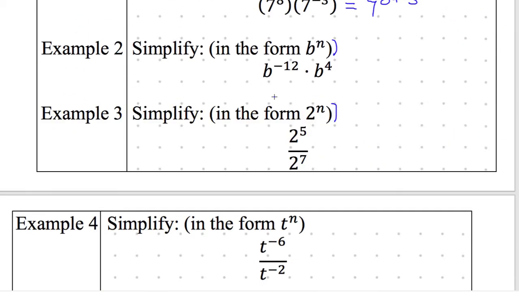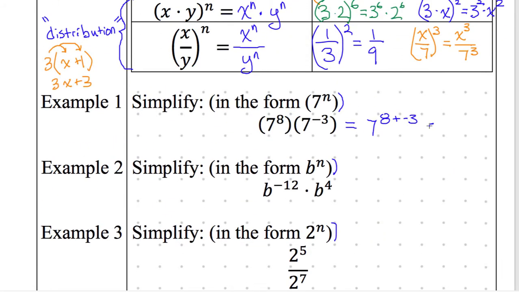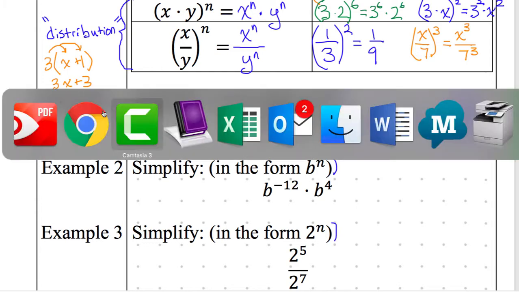I'm adding these, and I get what, Fernando? 7 to the power of 5. There it is. Box it. Final answer. Thank you, Fernando.